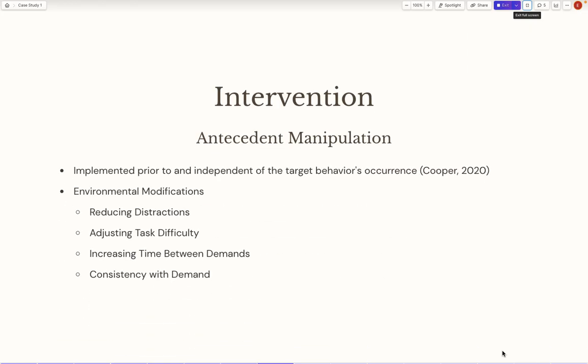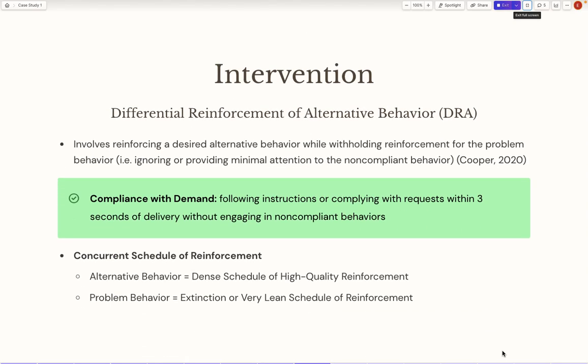The first leg of the intervention is antecedent manipulation. So this is implemented prior to and independent of the target behavior's occurrence by making various environmental modifications. Some of these included reducing distractions during academic tasks, adjusting task difficulty to empower him to finish a task without feeling overwhelmed, increasing time between demands rather than continuously piling them on, and remaining consistent with demands instead of creating a confusing environment or removing the demand altogether.